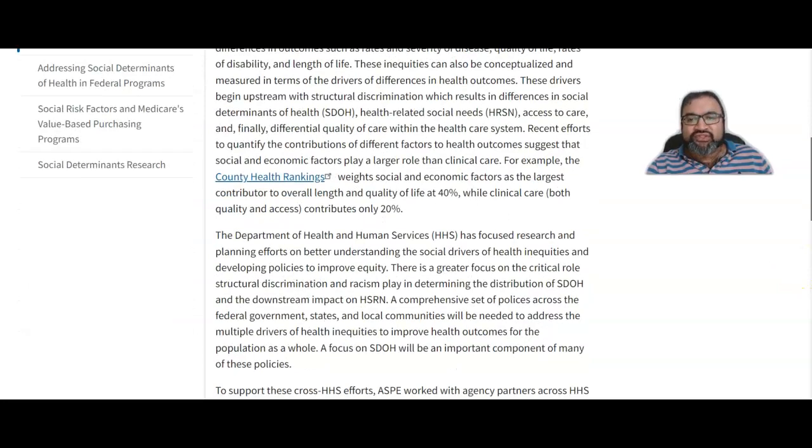The Department of Health and Human Services has focused research and planning efforts on understanding better the social drivers of health inequities and developing policies to improve equity. There is a greater focus on the critical role structural discrimination and racism play in determining the distribution of social determinants of health and the downstream impact on health-related social needs. So this is not only important to address and research more, it's also important to drive policy among social drivers of health.